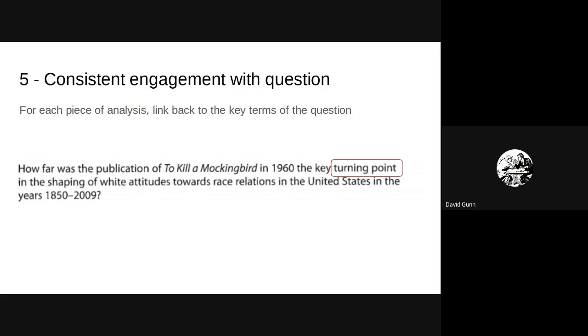In this question, you might say, actually, it wasn't To Kill a Mockingbird. It was Uncle Tom's Cabin, for example. So consistently engage with the key terms in the question, and really highlight the key words that you're going to be coming back to.